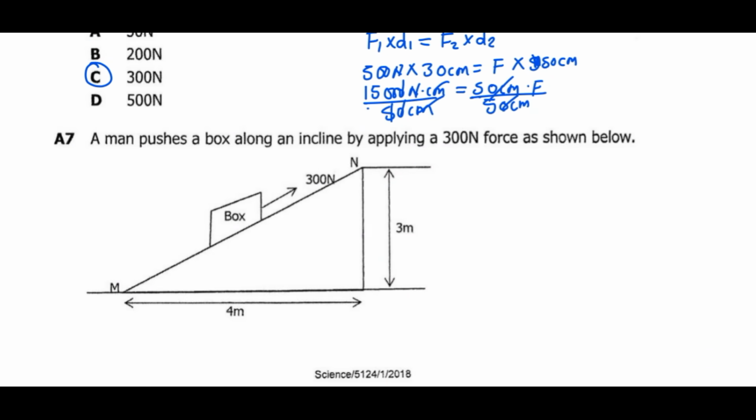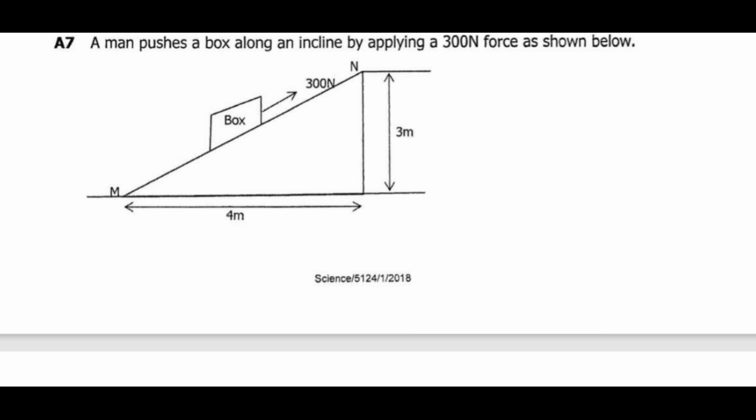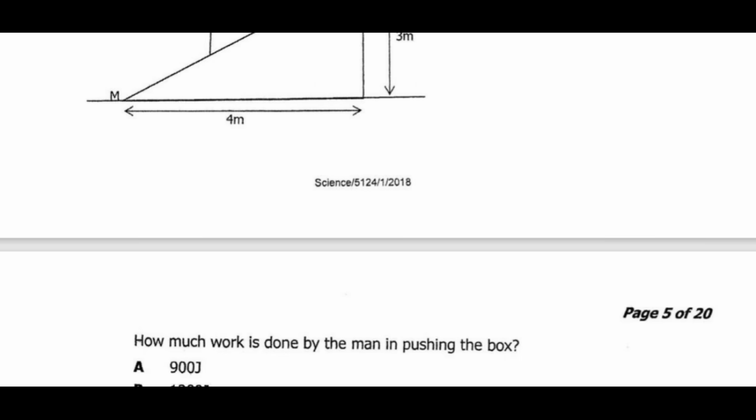We move on to question 7. A man pushes a box along an inclined plane by a 300 Newton force as shown below. Now let's look at the question. How much work is done by the man in pushing the box?